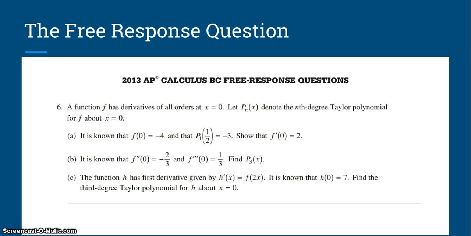Part B says that f double prime of 0 equals -2/3 and f triple prime of 0 equals 1/3. Find p sub 3 of x. Part C says that the function h has first derivative given by h prime of x equals f of 2x. It's known that h of 0 is 7. Find the third degree Taylor polynomial for h around x equals 0.